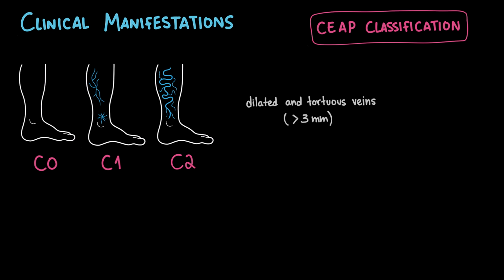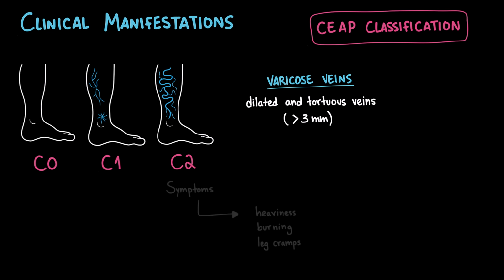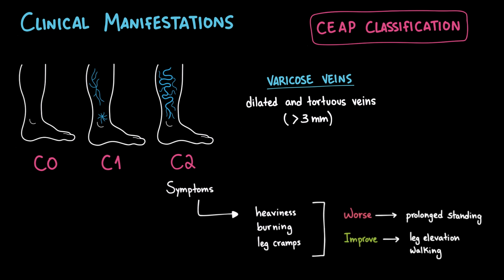Next, we reach the C2 stage, where things start becoming more noticeable. Here, the veins become dilated and tortuous, usually more than 3 millimeters in diameter. These are the classic varicose veins, the rope-like veins that often bulge visibly beneath the skin. At this point, patients often begin to experience symptoms such as a feeling of heaviness, burning, or itching sensations, and sometimes nighttime leg cramps. Symptoms usually worsen after prolonged standing and improve with leg elevation or walking, as movement helps activate the calf muscle pump and promotes venous return.